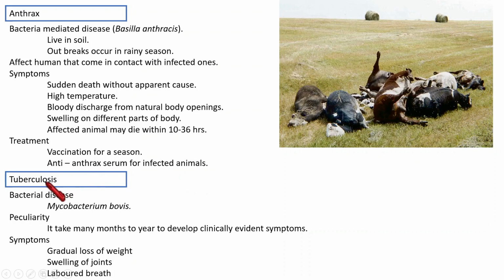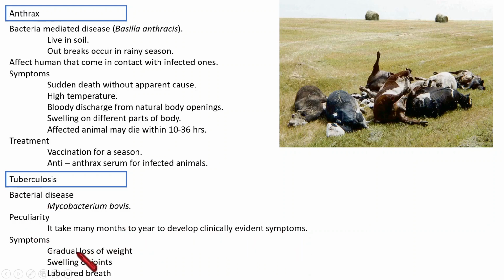Next disease is tuberculosis. It is again a bacterial disease. So we have seen two bacterial diseases so far, anthrax and tuberculosis. Tuberculosis is caused by Mycobacterium bovis. The important peculiarity is that even if this bacteria affects the dairy animals, it will take many months to a year to develop clinical symptoms.